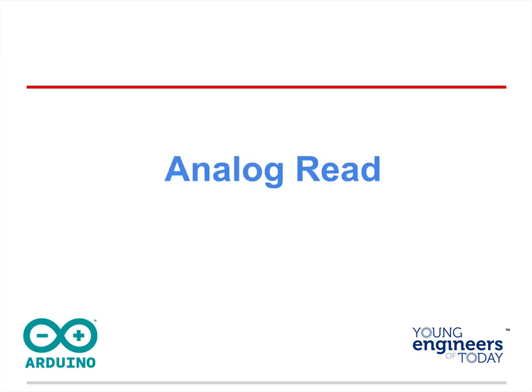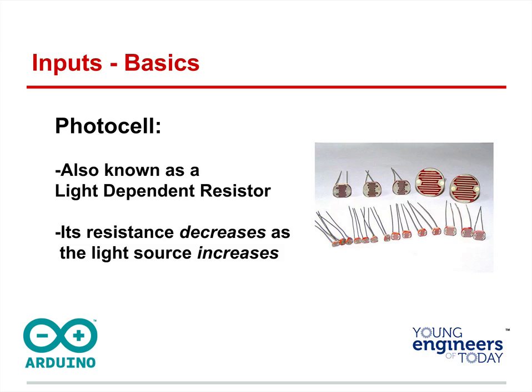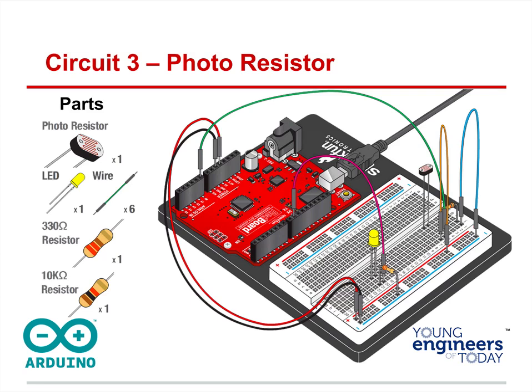Analog read. A photocell, also known as a light-dependent resistor, LDR, or photoresistor too, is what I was taught the name of it. Its resistance decreases as the light source increases. So there's an inverse relationship between resistance and light. Let's look at the hardware assembly.